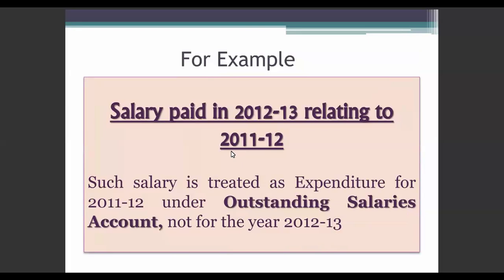For example, if salary is payable for 12 months, and one month it is paid late or in the next month, even though it is paid in the next month, it was due in this month, so it is called outstanding. Same way, if income is paid in advance, which is due next month, it is called prepaid income. So this concept helps us with two things: the meaning of outstanding, and the meaning of prepaid.